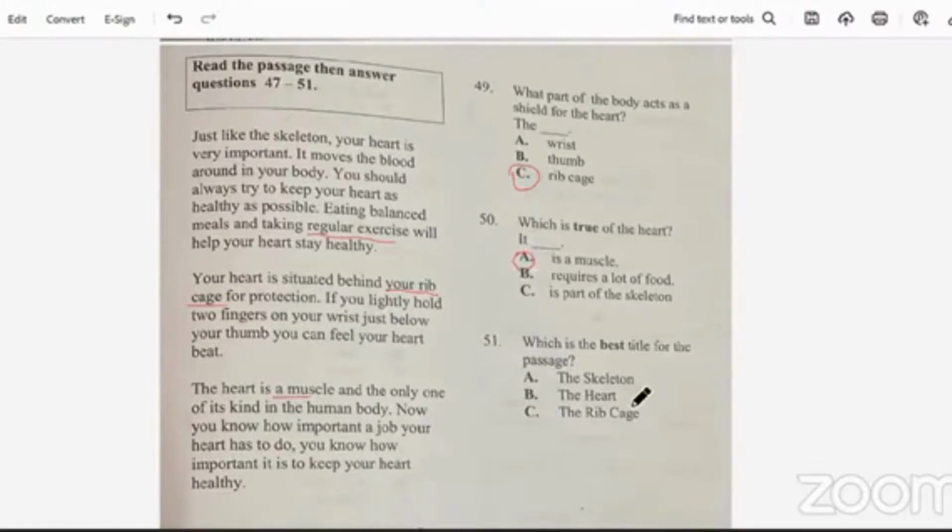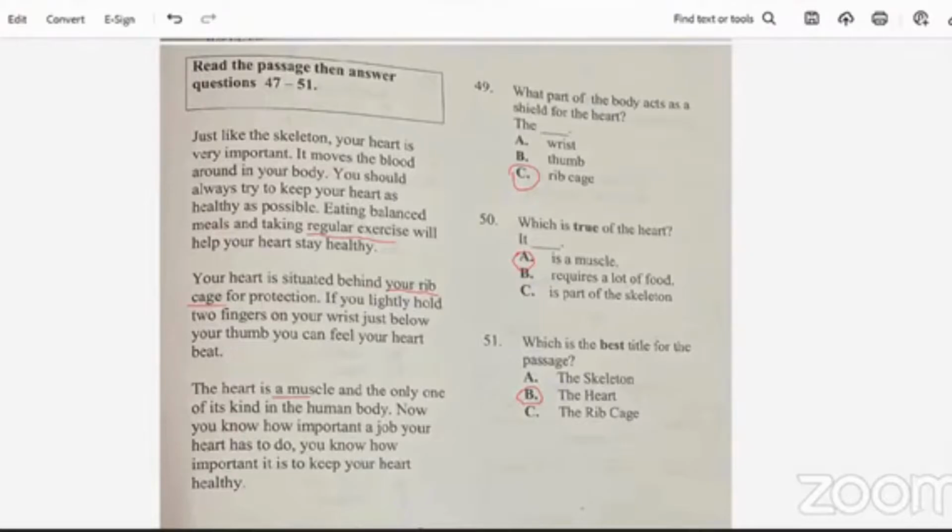All right, what is the best title for the passage? Is it the skeleton, the heart, or the ribcage? What was the main thing they spoke about in this passage? They mainly spoke about the heart. So the answer would be B. That would be the best title, the heart. That's what they talk about most.